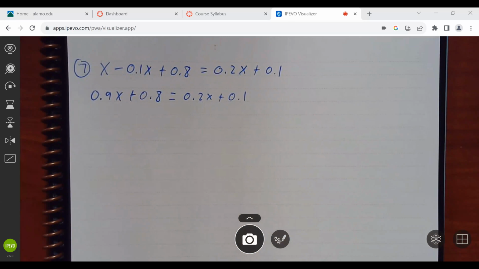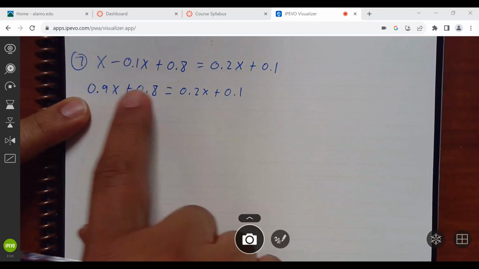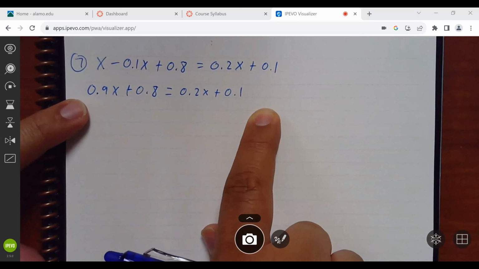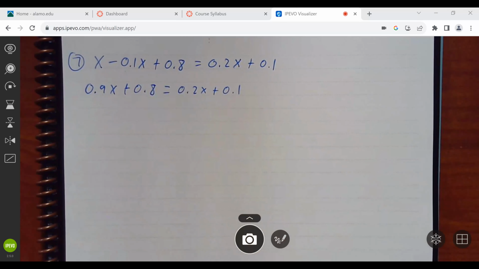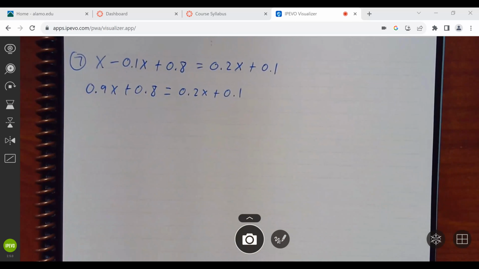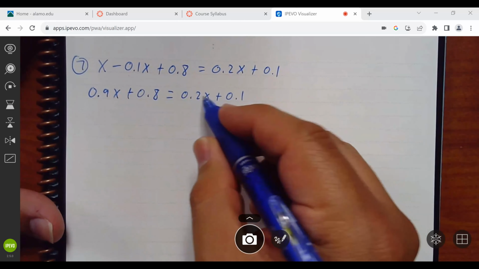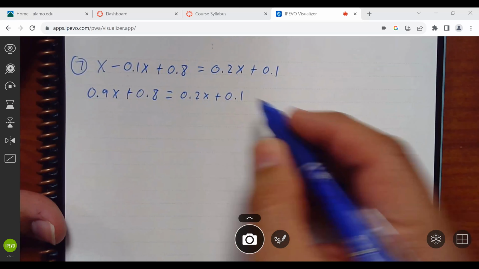I'll just start isolating things. Move the x's over here, move the constant over there. Doesn't matter which side, just make sure they're by themselves and you'll mostly be good. When you're comfortable, you can do 2 steps at a time. Move this over there and this guy over there at the same time.